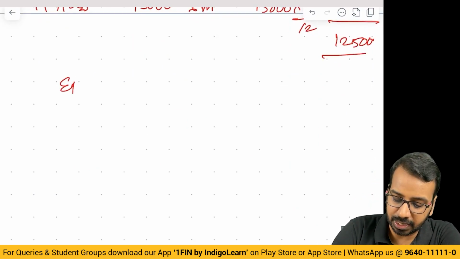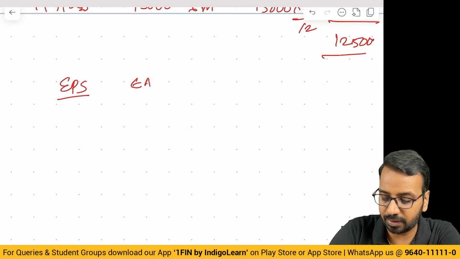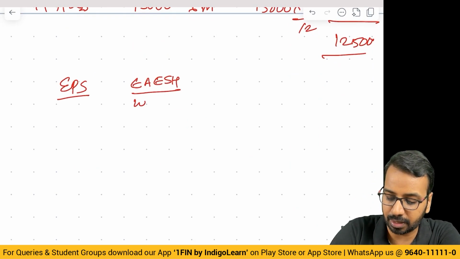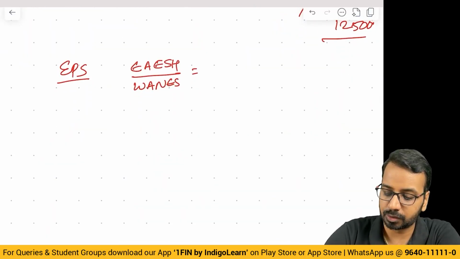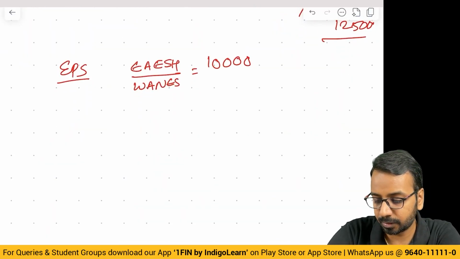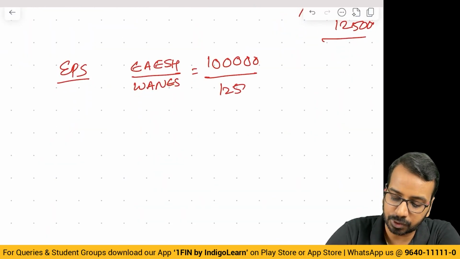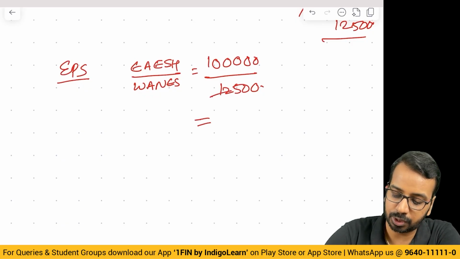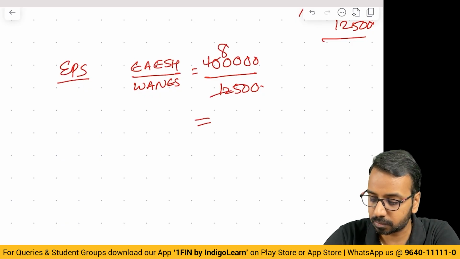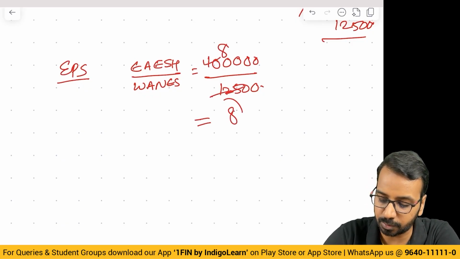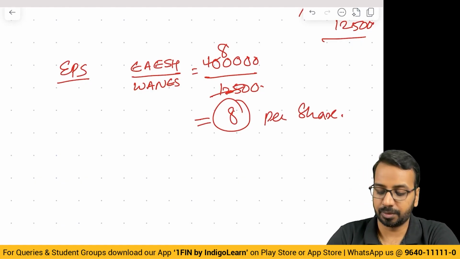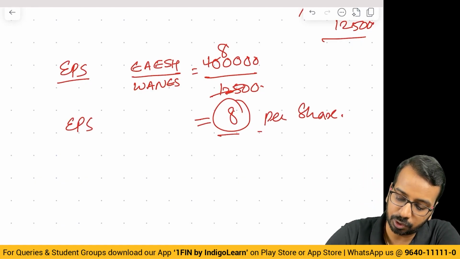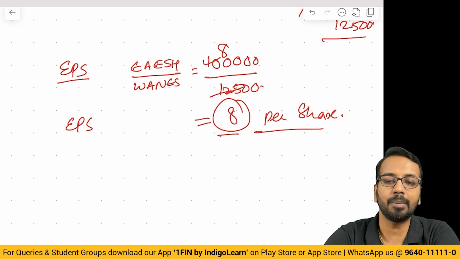Now, when we calculate EPS, EPS is earnings available to equity shareholders divided by the weighted average number of equity shares. So what is the earnings available? Here we have assumed it is 1 lakh. So it will be 1 lakh divided by 12,500. This will be 8 per share. So EPS is equal to 8 per share. Okay, this is the basic.